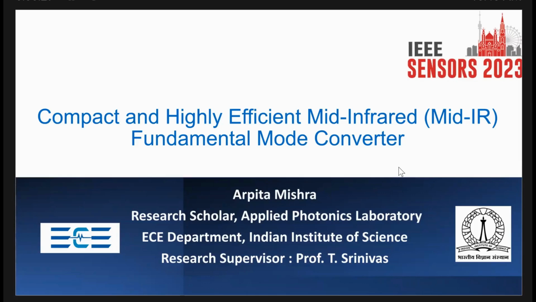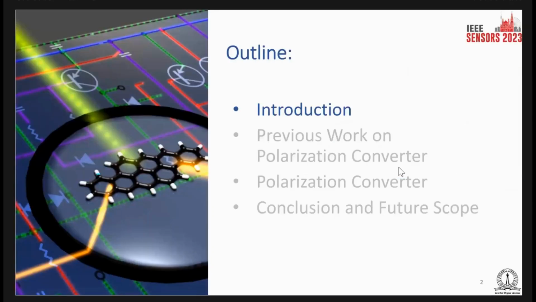Today, my topic is a compact and highly efficient mid-infrared fundamental mode converter. Before going to the fundamental mode converter, I will talk a little bit about the mid-infrared design and how this mode converter will be helpful for the sensing region. These are the outlines of my presentation: introduction, previous work on polarization converters, where I will talk about some literature, then the polarization converter work which I have done, and then conclusion and future scope.